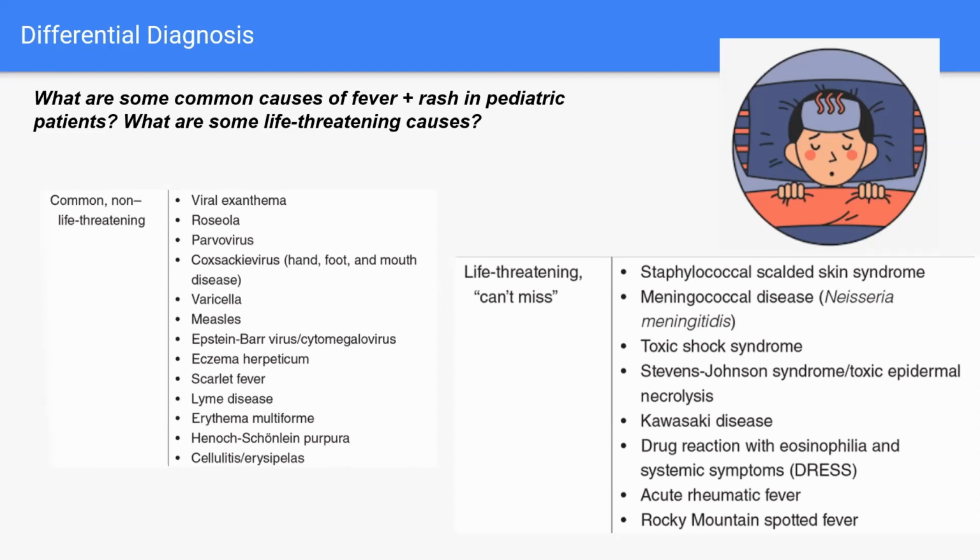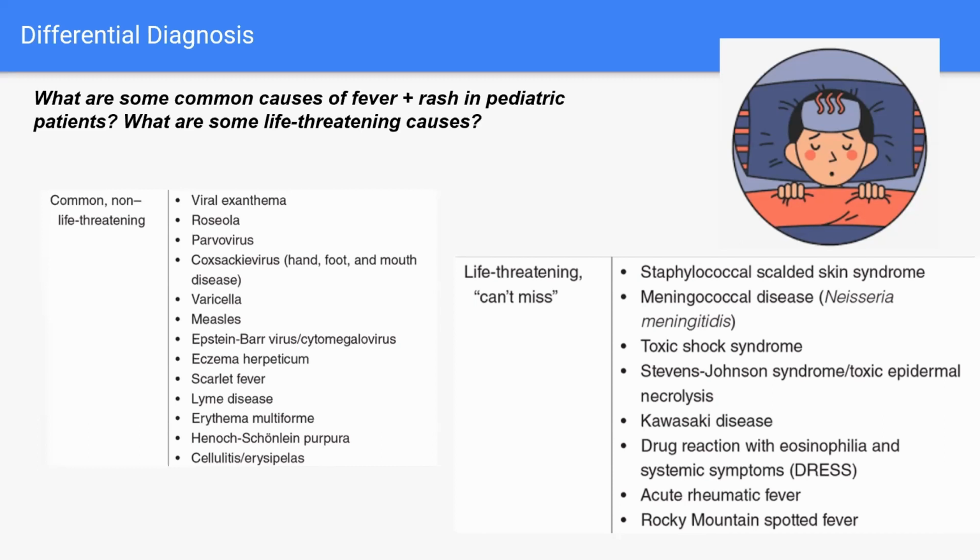You also see scarlet fever, which is caused by group A strep, most commonly. Lyme disease, just irregular cellulitis. And then some life-threatening can't-miss ones are staphylococcal scalded skin syndrome. That's a mouthful, but it's basically a skin condition where you get peeling of the skin, and it's due to a severe Staph aureus infection.